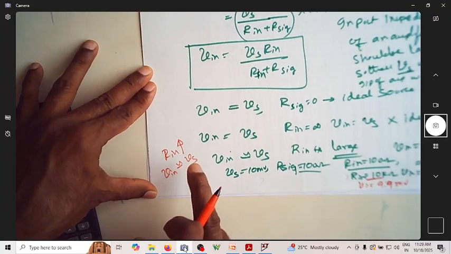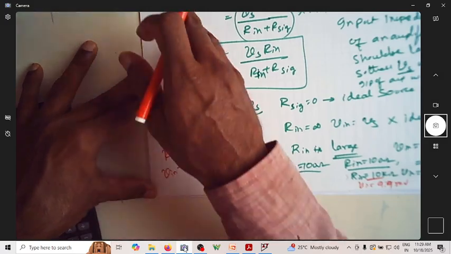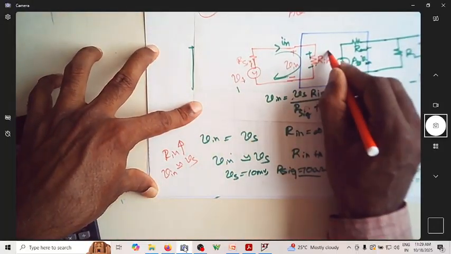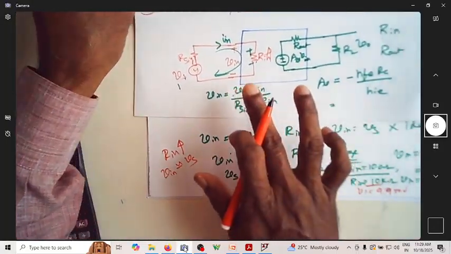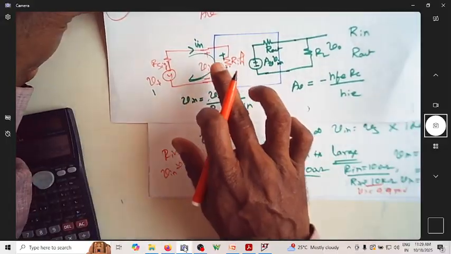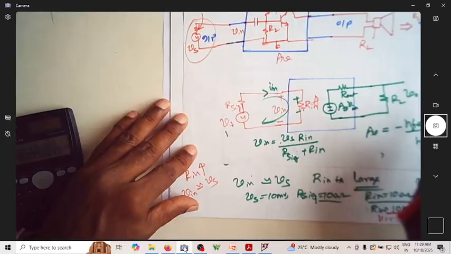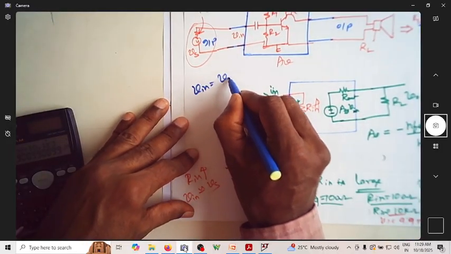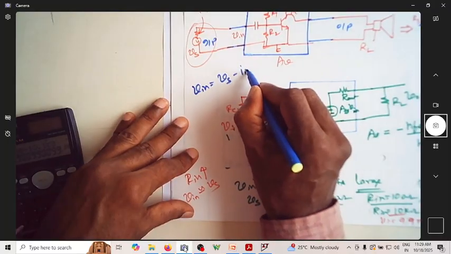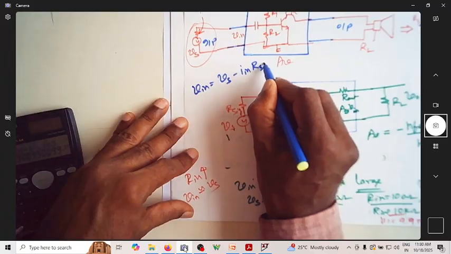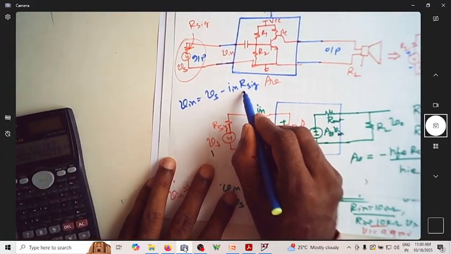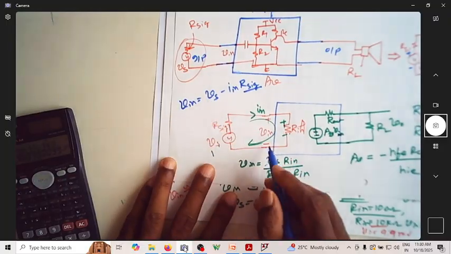The entire signal voltage, the source voltage, will reach the amplifier if Rin is more and more. Correct? That's the understanding of this. Of course, we can also write here, can I write Vin is equal to Vs minus Iin into R signal? So this is another way. If R signal is less, the entire thing will reach.